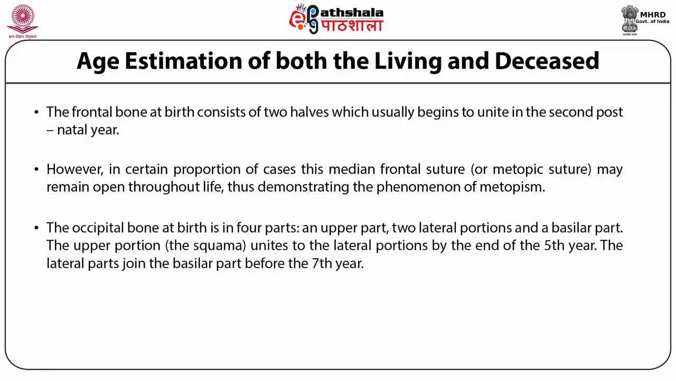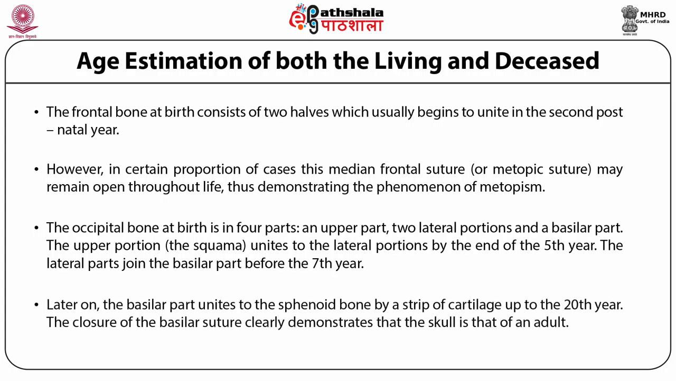Second, the occipital bone at birth is in four parts: an upper part, two lateral portions, and a basilar part. The upper portion, that is the squama, unites to the lateral portion by the end of the fifth year. This lateral part joins the basilar part before the seventh year. Later on, the basilar part unites to the sphenoid bone by a strip of cartilage up to the 20th year. The closure of the basilar suture clearly indicates that the skull is that of an adult.